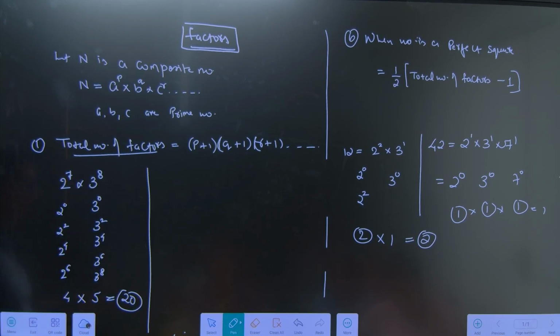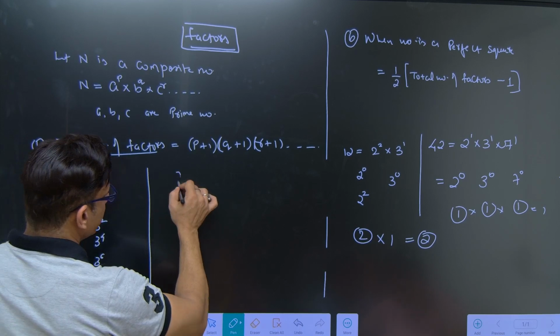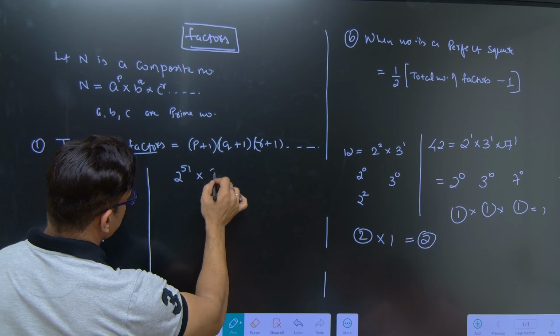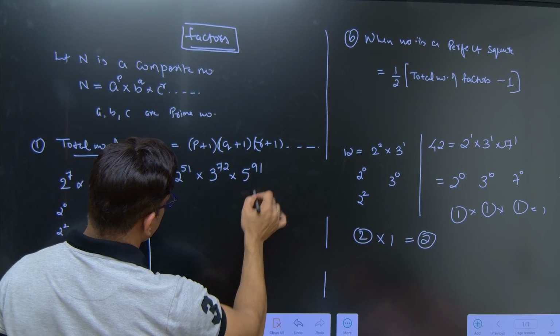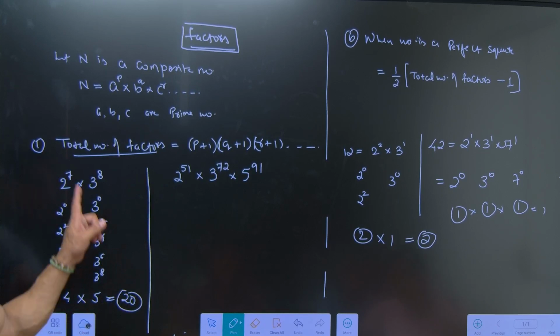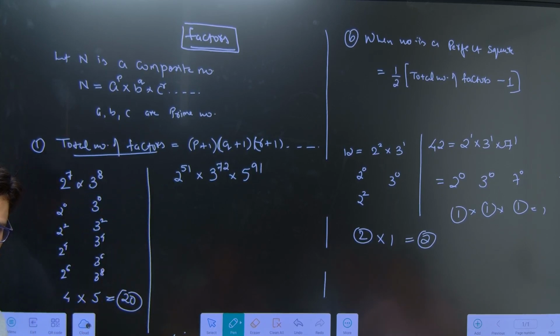Can do it. Let's say we have 2 raised to the power 51 into 3 raised to the power 72 into 5 raised to the power 91. Are you going to go and sit and write them out? No, right? You just have to find out how many even powers there are. From 2 raised to the power 0 to 2 raised to the power 51, how many places will you have even powers? So for that you remember it, right?